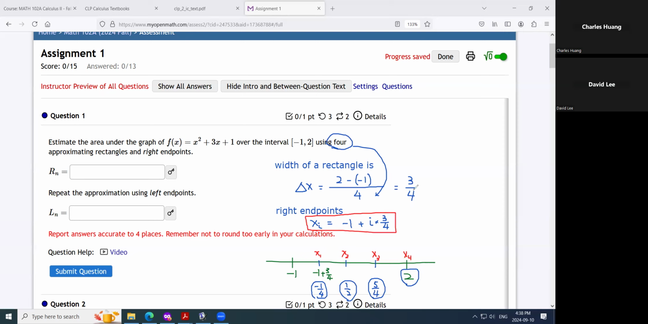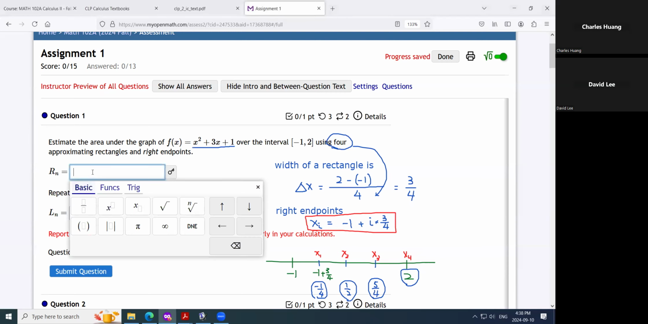Okay, and we know the width. We want to use the endpoint with the equation here, right? So you can put everything into your calculator, or you can cheat a little. And let's see if my cheating works.